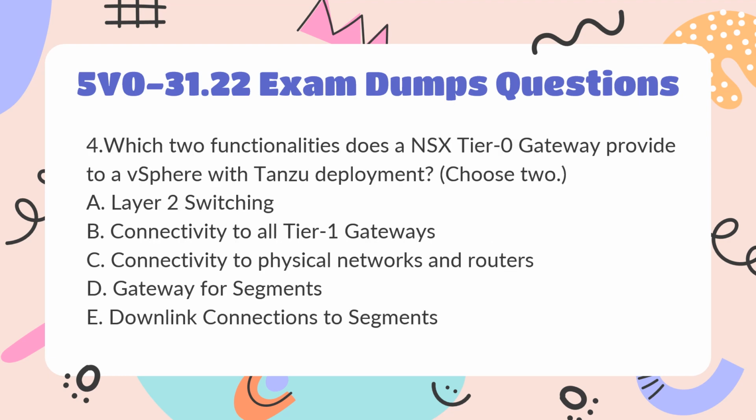4. Which two functionalities does an NSX Tier 0 gateway provide to a vSphere with Tanzu deployment? Choose 2. A. Layer 2 switching, B. Connectivity to all Tier 1 gateways, C. Connectivity to physical networks and routers, D. Gateway for segments, E. Downlink connections to segments.